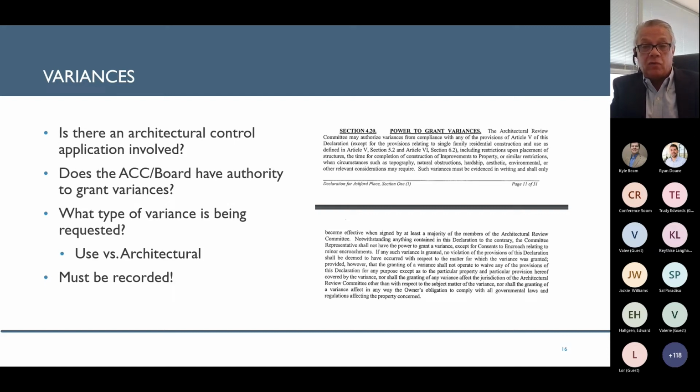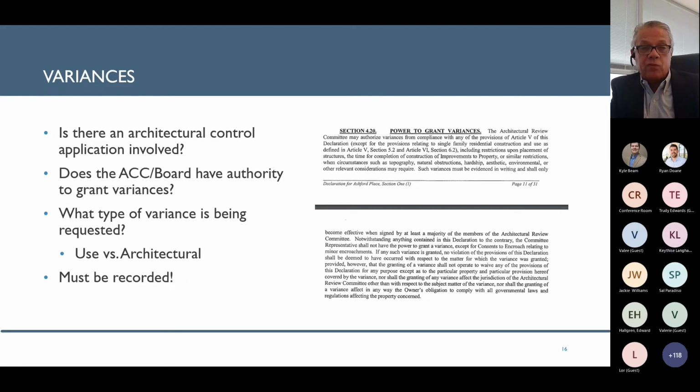You want to make sure you've looked at your documents for variance authority, who has the right to give that variance, and make sure that if a variance is given, it's that entity, that group, that committee that has actually granted it. I typically advise that if it's the ACC that has the authority and they're going to grant the variance, the board also sign off on it, just to show that they approve of it also. If I was an owner attorney, I would want the board to also agree to the variance in addition to the architectural control committee.